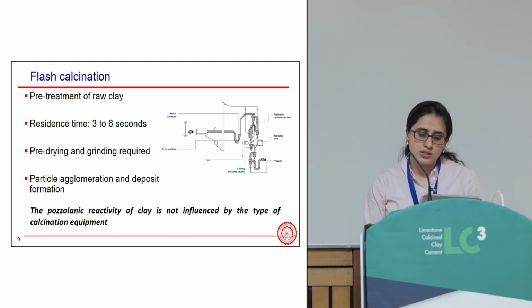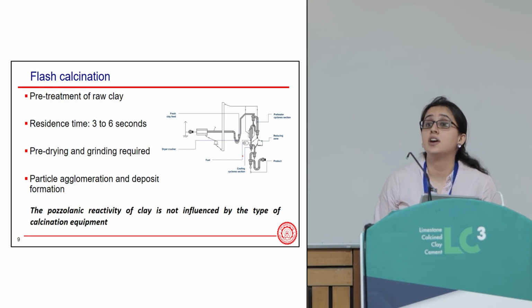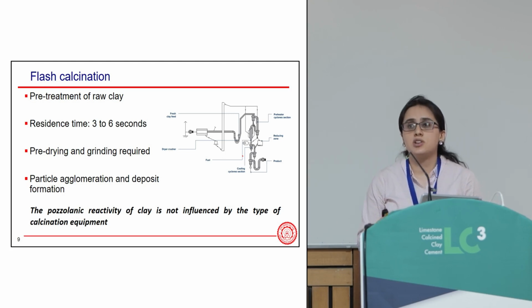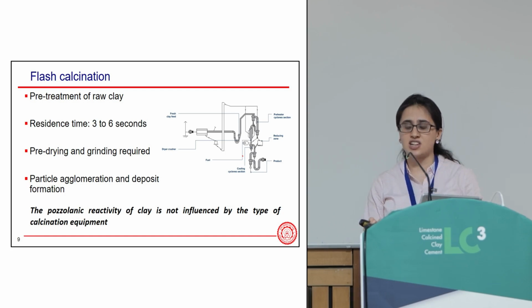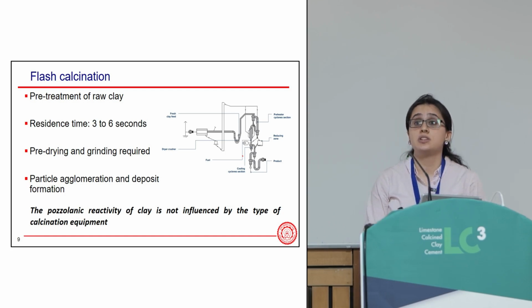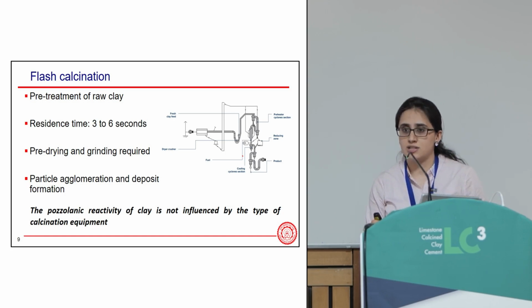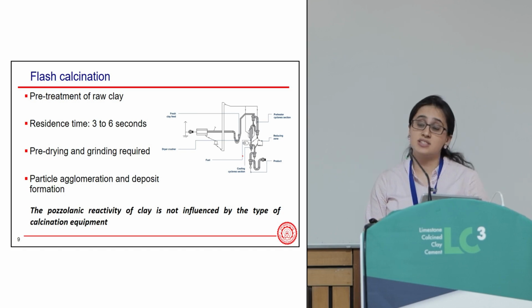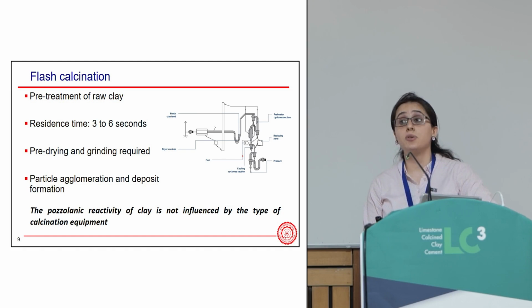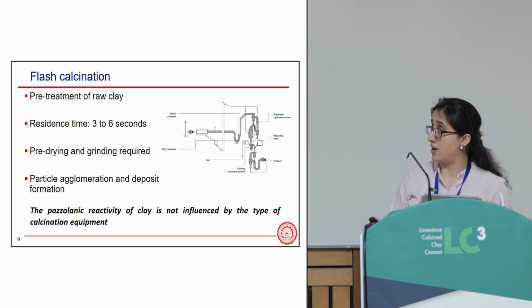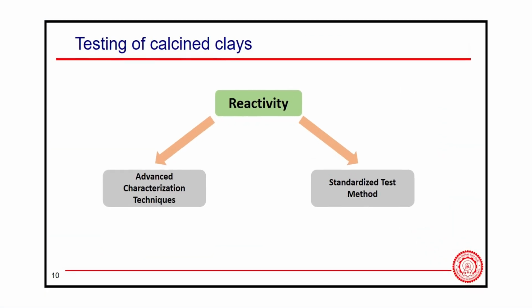And one of the important things here I would like to mention is that we have found that it doesn't actually depend much on what type of technique you are using, whether it's a rotary kiln or flash calcination, the pozzolanic reactivity will be the same as long as we are achieving the same degree of dehydroxylation. So these techniques, rotary and flash calcination, will be discussed in detail by Professor Vishnu in another presentation. So now let's talk about the calcined clays.